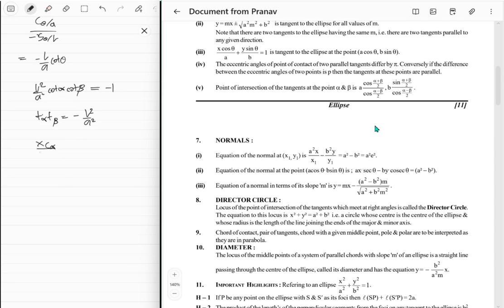x cosine alpha upon a plus y sine alpha upon b is equal to 1, and then x cosine beta upon a plus y sine beta upon b is equal to 1 as well. So we know that tan alpha times tan beta is equal to negative b square upon a square. And we know that both of these equations are satisfied by that point. So now what can we do with it? What I'm thinking is, just isolate this and then try to do that. Okay, that's one thing that we can do. Anything else? Other ideas about this?